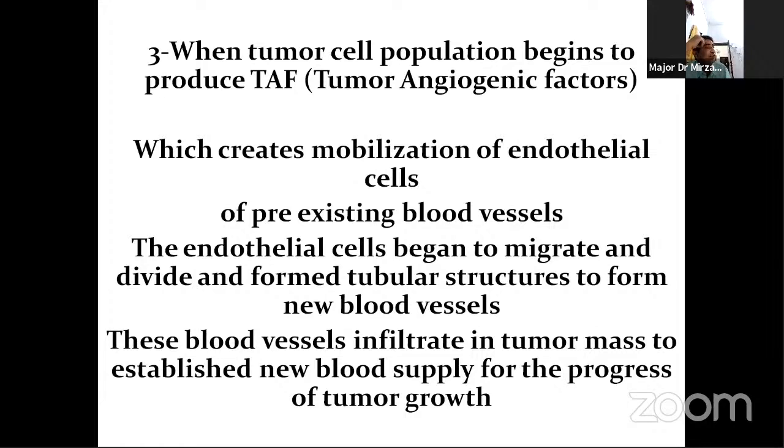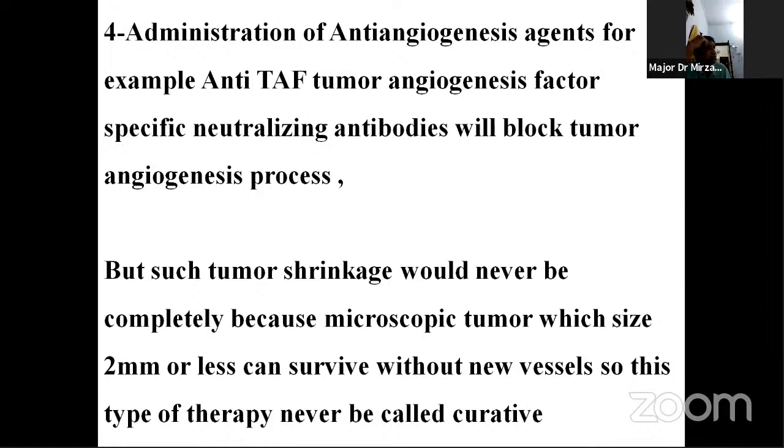Fourth point is the administration of anti-angiogenic agents, for example, anti-tumor angiogenic factor. Specifically neutralizing antibodies will block the tumor angiogenesis process. But such tumor shrinkage would never be complete, because microscopic tumors less than 2 millimeters in size will survive without new blood vessels. So this type of therapy cannot be called curative.